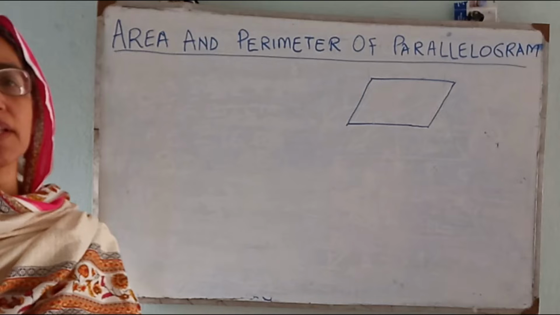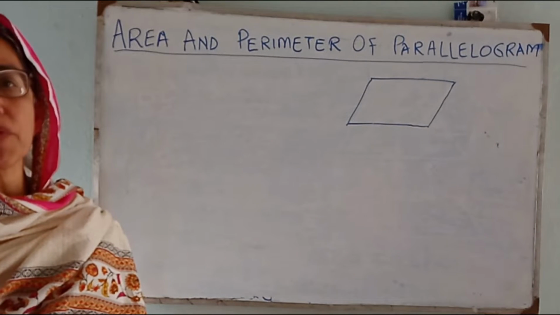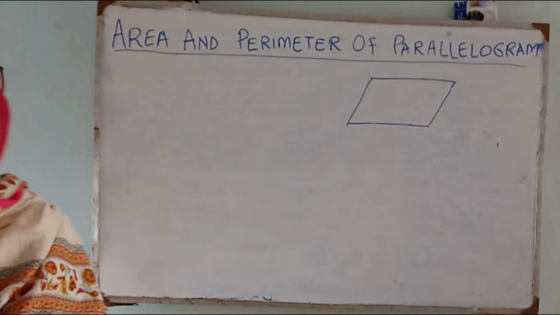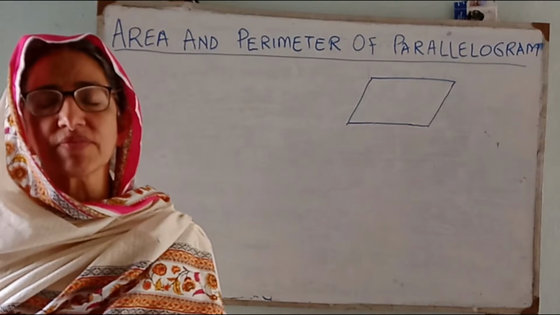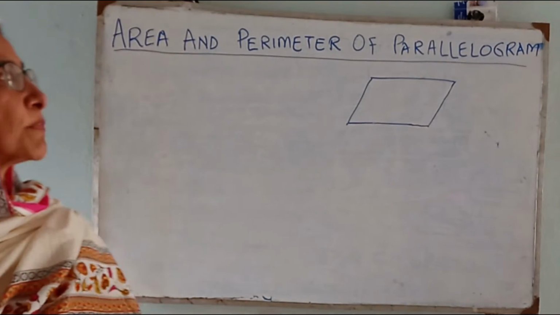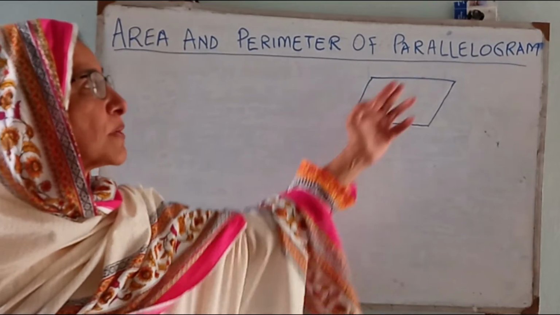of a parallelogram. As you know, a parallelogram is a type of quadrilateral. Quadrilateral means a four-sided picture. Tri means triangle; when we talk about triangles, tri means a three-sided picture. Quad means quadrilateral, a four-sided picture. So we are talking about the parallelogram.